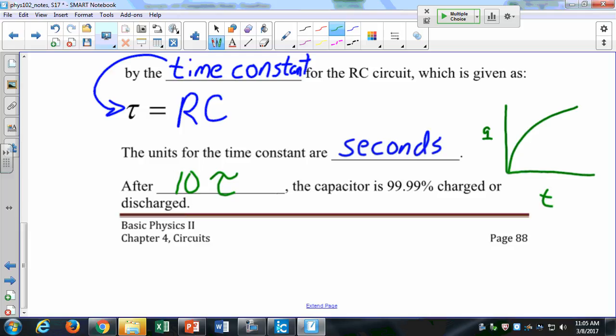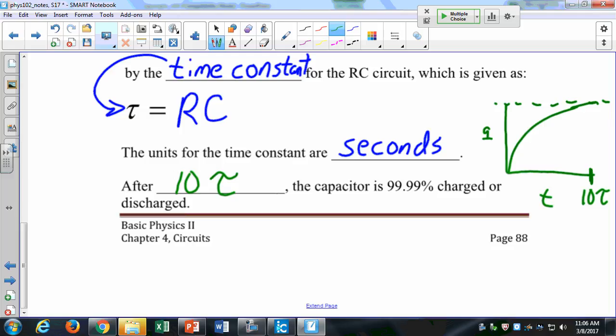This is a charging capacitor, right? It has 0 charge at first, and then it grows to some maximum value. This is that 1 minus e to the minus t over RC. This is a growth curve. And so what this is saying is that after 10 tau, basically out here, after 10 times that time constant, that's when we say this capacitor is fully charged.